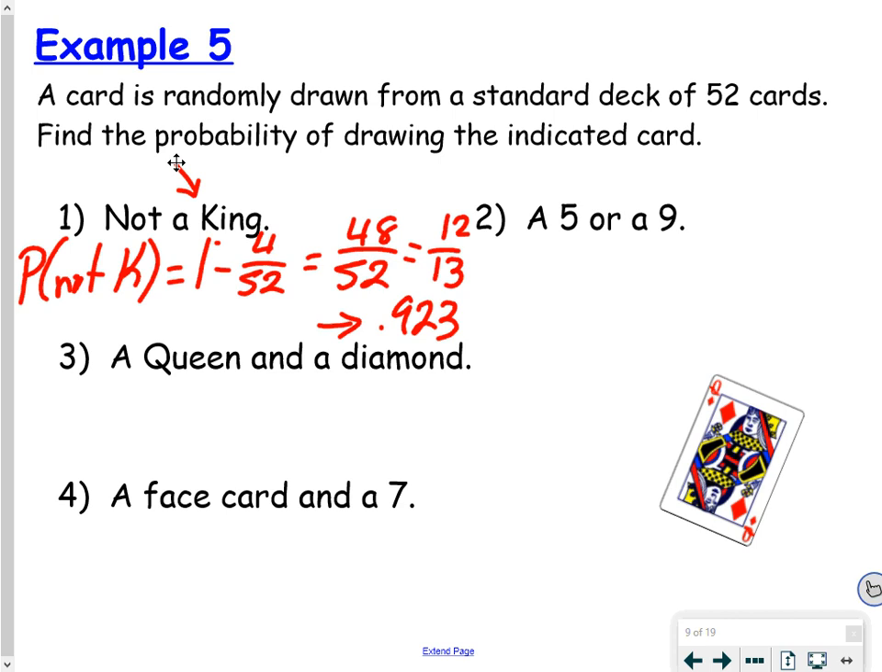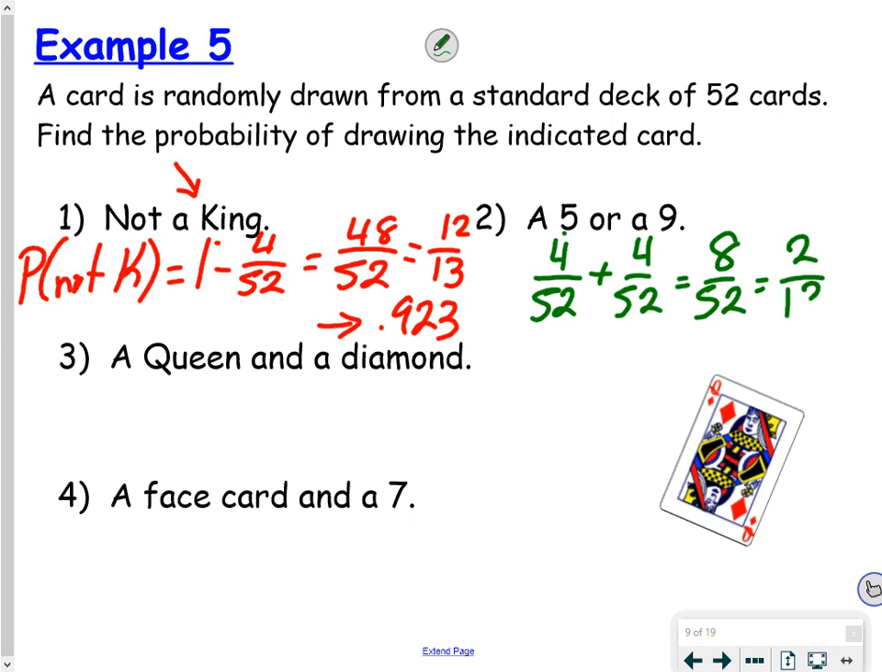In example 2, we want to figure out the probability that it's a 5 or a 9. In this case, we know how many 5s there are. We know how many 9s there are. So that's 4 out of 52 plus another 4 out of 52, and that would be 8 out of 52. If we simplify that, that'd be 2/13, which would be 0.15 or 15%.